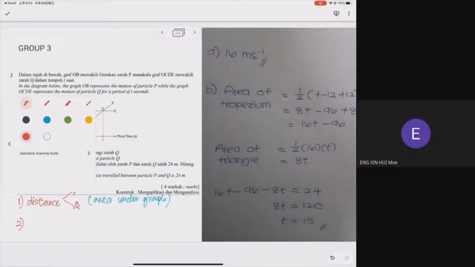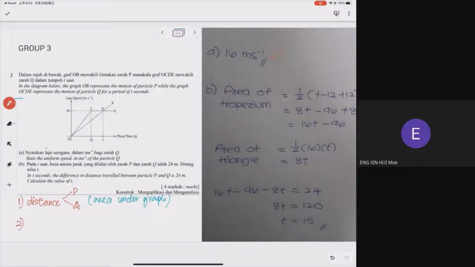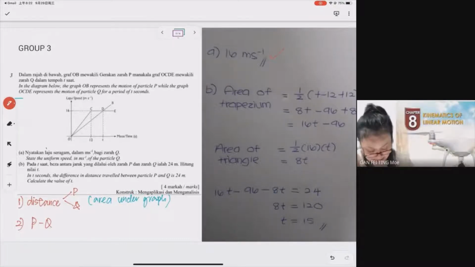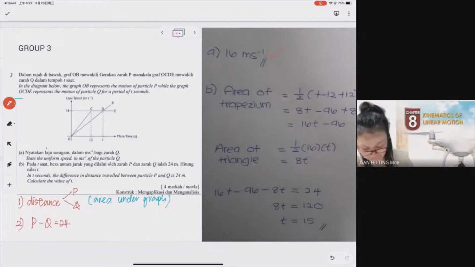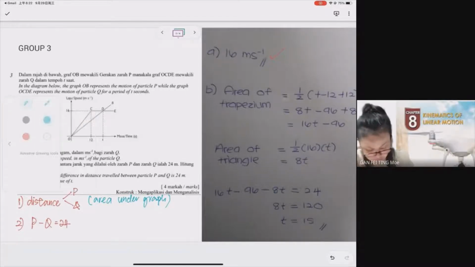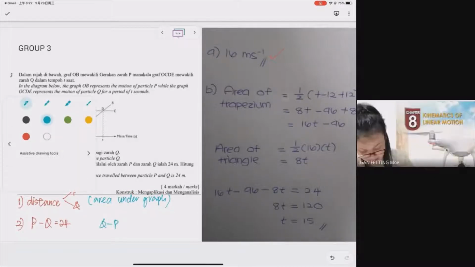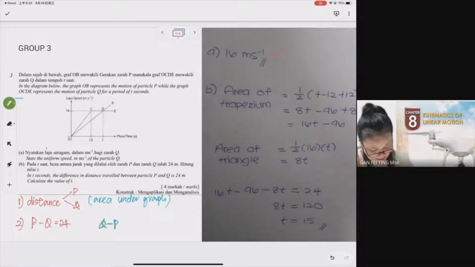Use the area of particle Q minus particle P and get 24 meters. Do the formula. Okay, what's the difference? P minus Q, is there any information in the question? Equal to 24 meters. Now I have a question to ask you. Can I have Q minus P? Maybe I use another color. Okay, green color. Can I have Q minus P equals 24? Can or not? Yes.